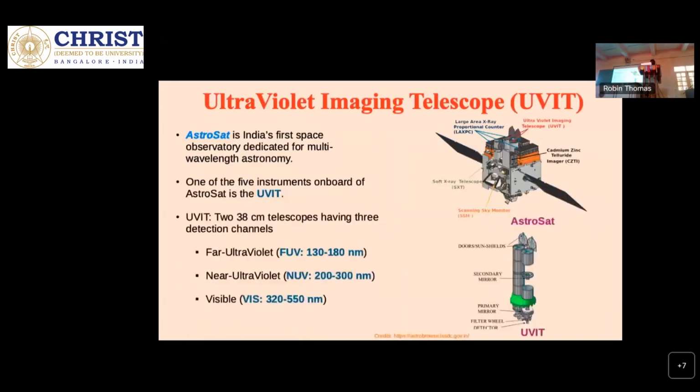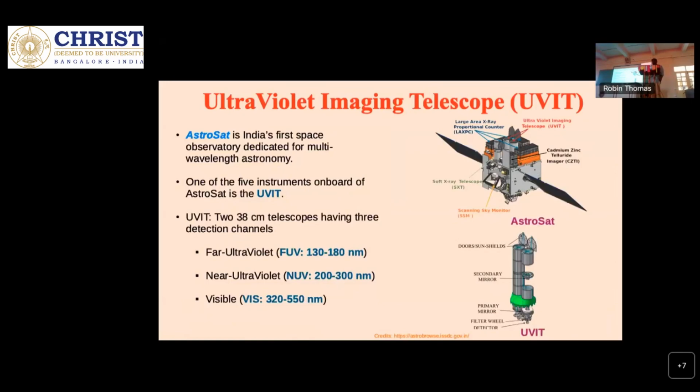For that, we need telescopes. I mentioned that these stars will be emitting in the UV region. We can't observe this ultraviolet continuum from Earth because of the ozone layer and the atmosphere of the Earth. So for that, we need a space telescope.